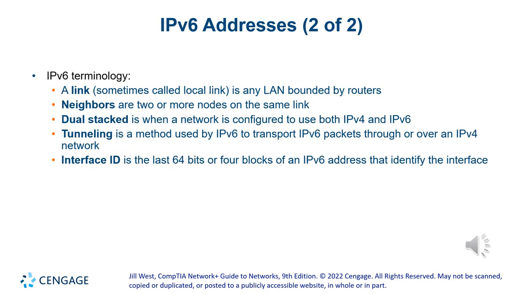Now, this is some of the terminology that you'll use on IPv6. It's a little different from IPv4. A link is any LAN bounded by routers. Neighbors, like on IPv4, is when you have 2 or more nodes on the same link. In IPv4, that's called more like being on the same LAN, but in IPv6, you say that you're neighbors.